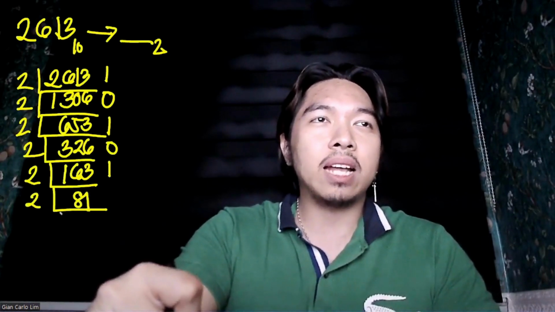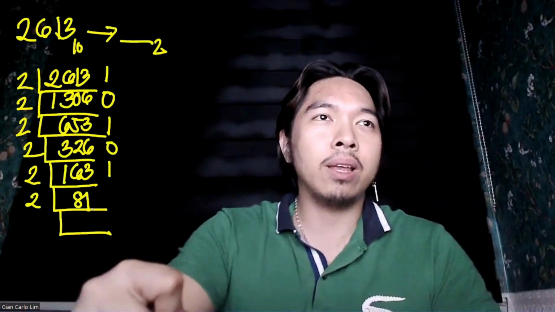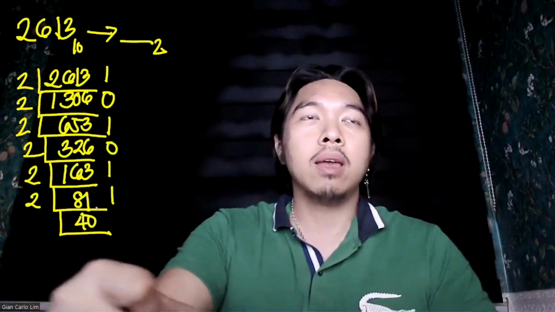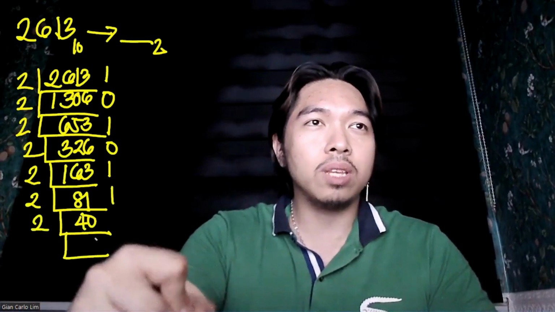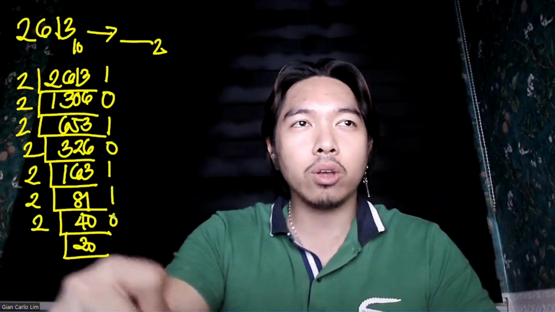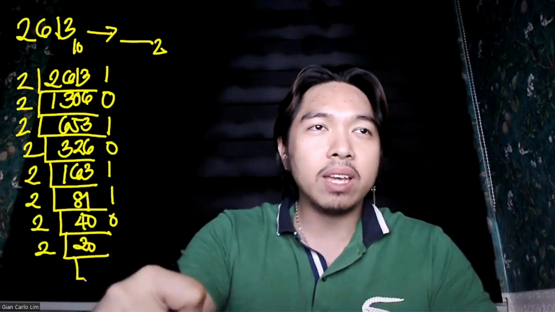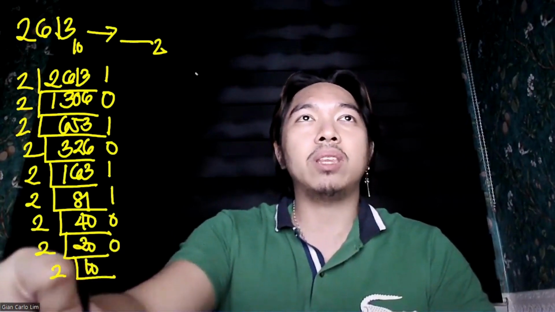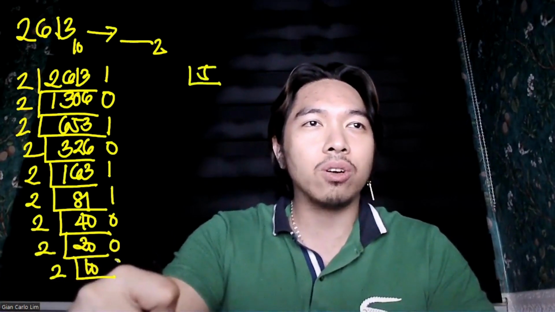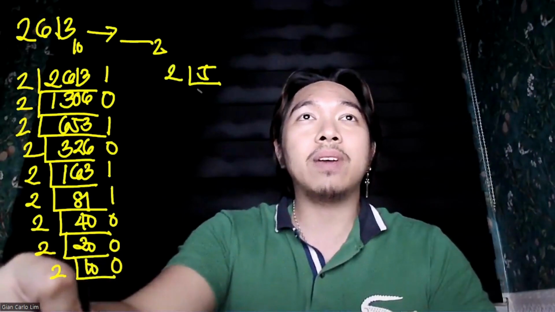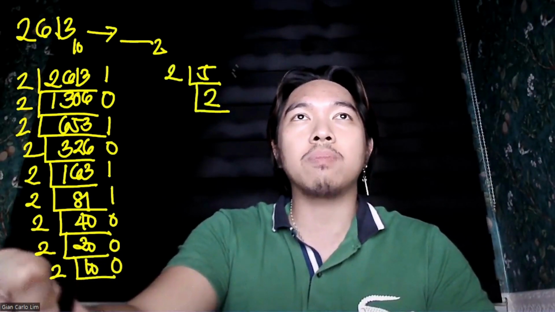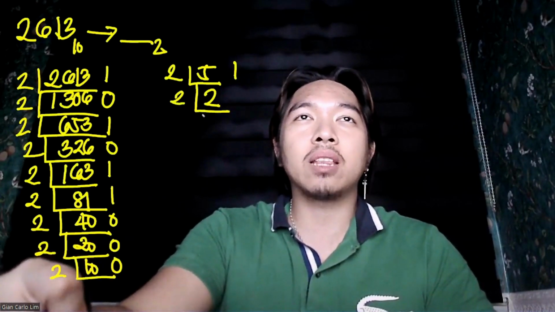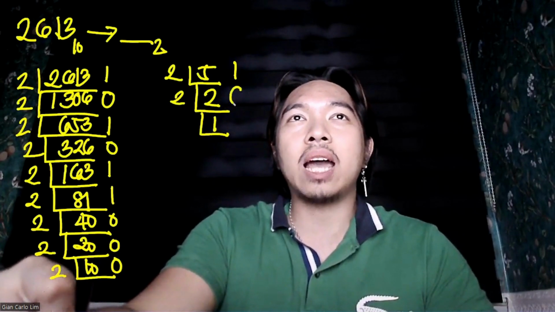Si 81, i-divide natin siya by 2. So we have here 40 at meron tayong remainder na 1. Si 40, pag divide natin siya by 2, that would be 20. Wala tayong remainder. Si 20, pag divide natin siya by 2, that would be 10. Wala tayong remainder. Si 10, pag divide natin siya by 2, so that would be 5 at wala tayong remainder. Si 5, pag divide natin siya by 2, so that would be 2 at meron tayong remainder na 1. And then si 2, eventually, if we divide that by 2, so that would be 1 at wala tayong remainder.